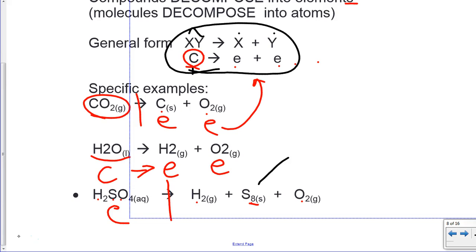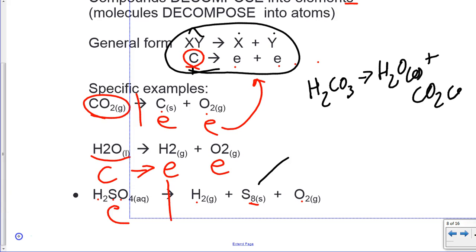Now, I want to give you guys one very common trick question. If we have a reaction formula that says H2CO3 becomes H2O, liquid, sorry, that's a really sloppy L, and a CO2 gas, is this a decomposition? Well, many students will start looking at this, they'll draw their line, they'll look at the reactant, it's a compound, and they will say that this is a decomposition.